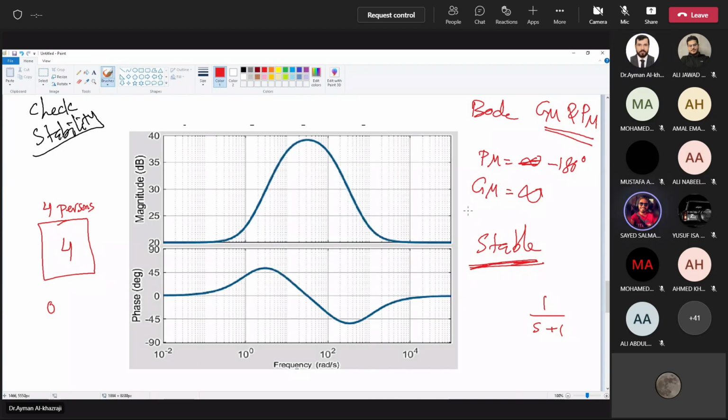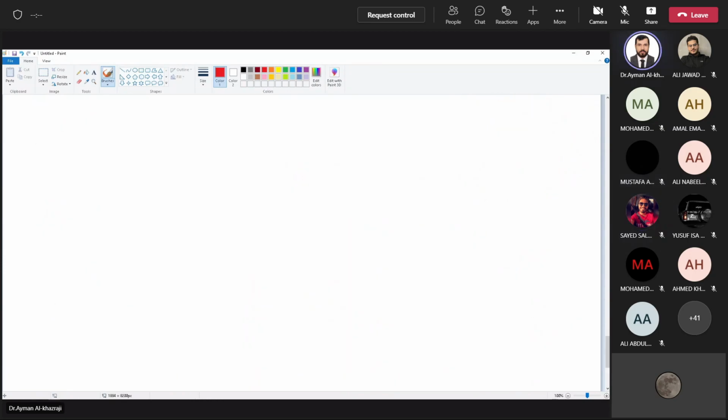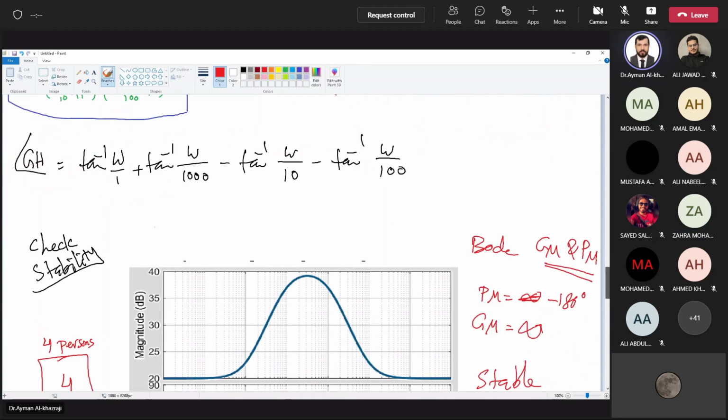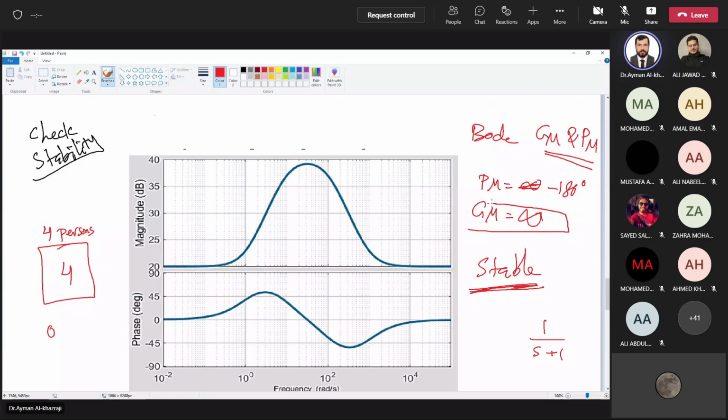Clear? Clear, doctor. Thank you. Welcome. Good. Just one more time, summarize the conditions, please, because I got confused. Which condition? The infinity, you change it. You put minus 180. Here, listen. What is the gain margin? It is the gain that we can add. The gain has to be a value, right?